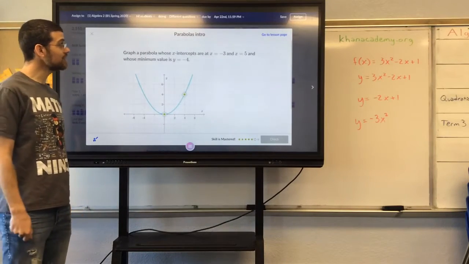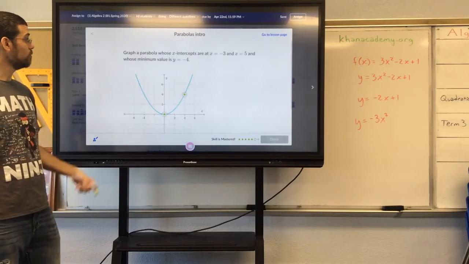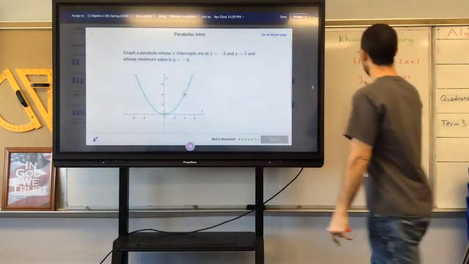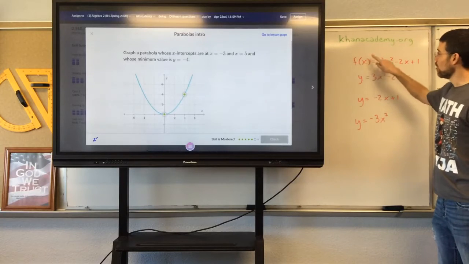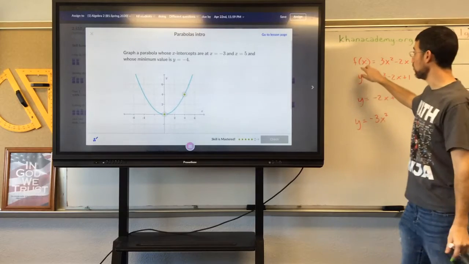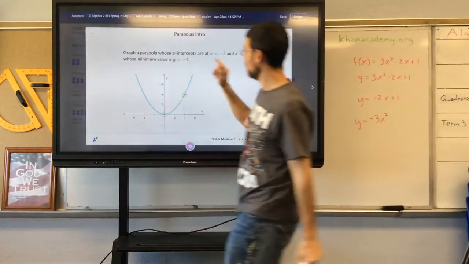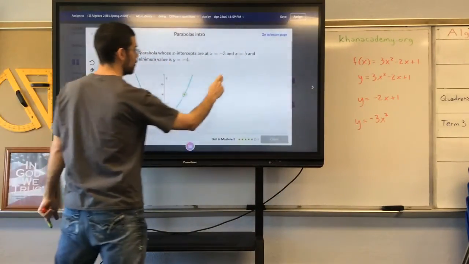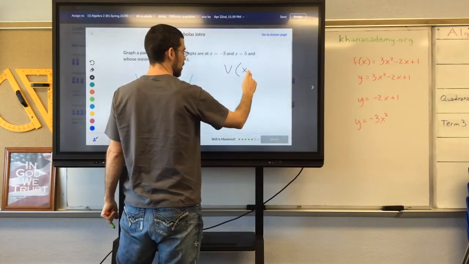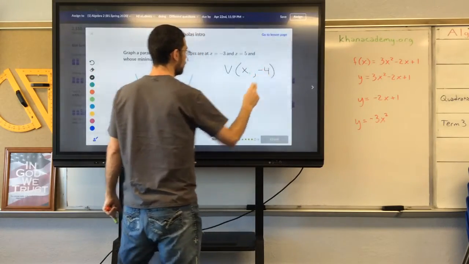Graph a parabola whose x-intercepts are at x equals negative 3 and x equals 5, and whose minimum value is y equals negative 4. So the value of a function is whatever the y is when you put in an x coordinate. Okay, so on our vertex, the y coordinate has to equal negative 4. Let's write that over here. So the vertex is at some x value we don't know, and negative 4 for the y value.